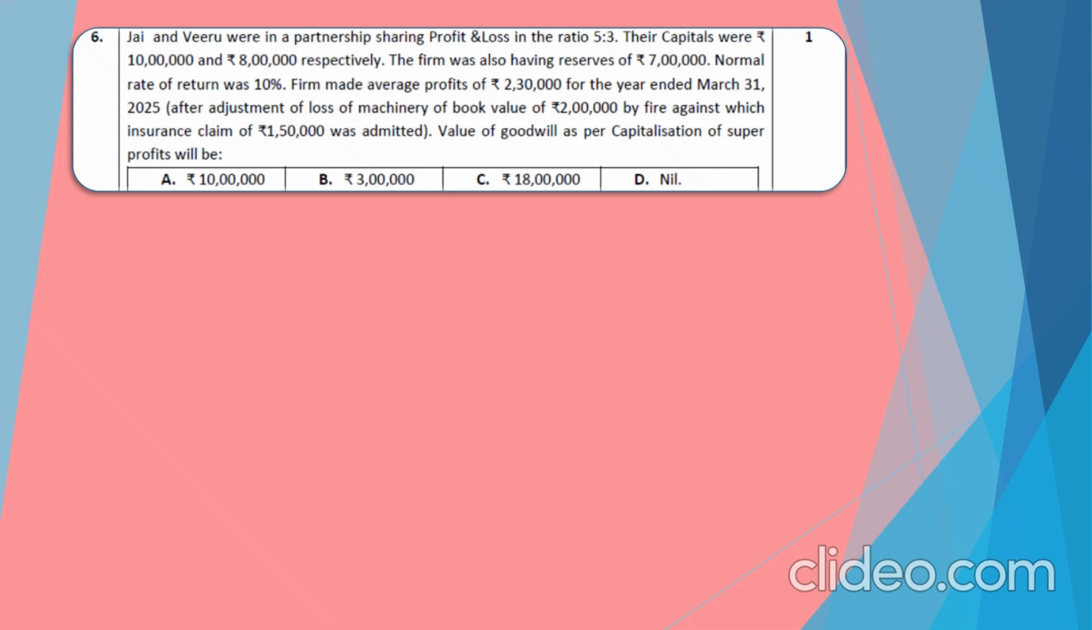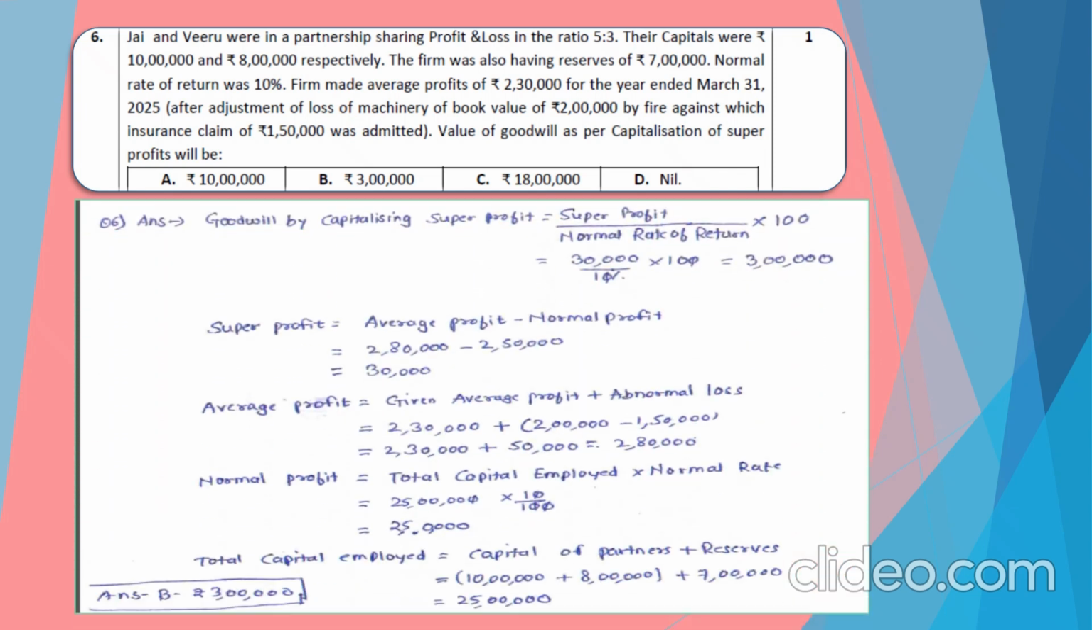Okay. So the first question is question number 6. Jay and Viru were partners in a firm sharing profit and losses in 5:3. Their capitals were 10 lakh and 8 lakh. The firm has reserves of 7 lakh. The normal rate of return is 10% and the average profit for the company is given, after the adjustments of loss of machinery of book value 2 lakh by fire against an insurance claim of 1,50,000. So you need to calculate the value of goodwill as per capitalization of super profit.